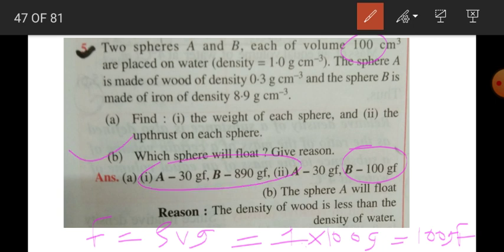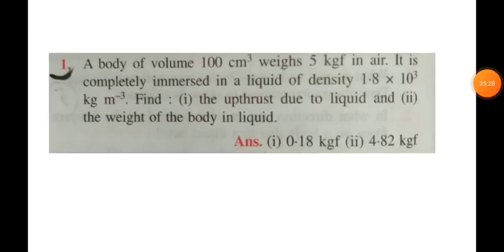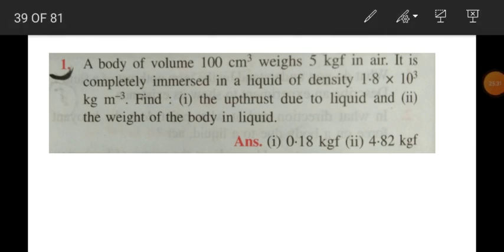Now further it is mentioned which sphere will float. So obviously sphere B, which is made up of iron, it will sink. And the first sphere, which is made up of wood, its density is less, so it will float. Now let's check this one. This is going to be a homework.